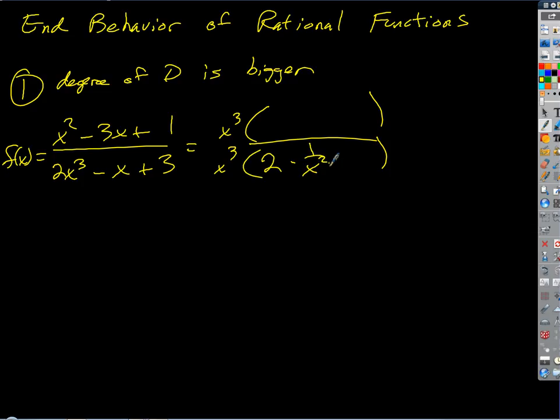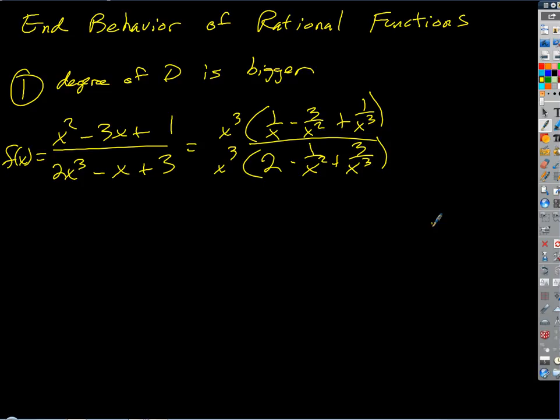Okay, and then finally, if I divide an x cubed out of a 3, that's weird, right? It's not anything you'd normally expect to do. I end up with 3 divided by x cubed, right? So what about the top? Well, x squared divided by x cubed is 1 over x. Negative 3x divided by x cubed is minus 3 over x squared. Everybody agree? And then 1 divided by x cubed is just that. So does that make sense? If I factor out an x cubed from both, that's what I get.